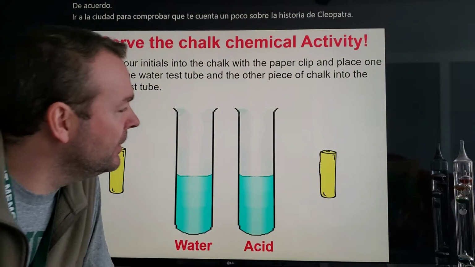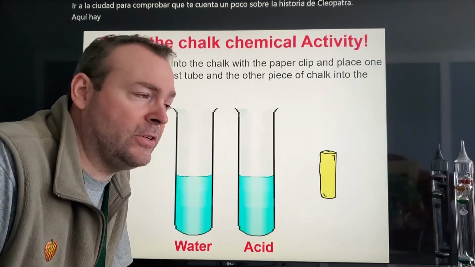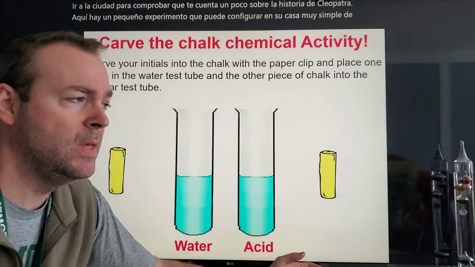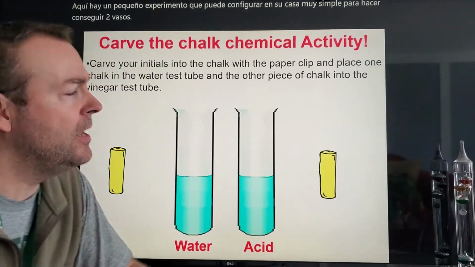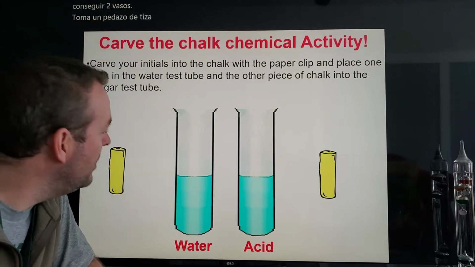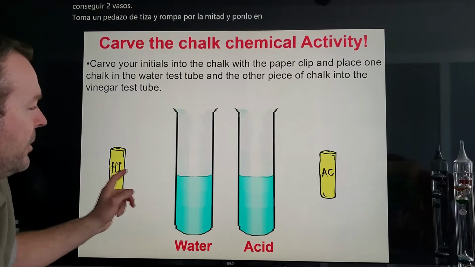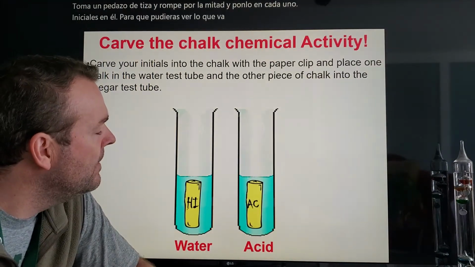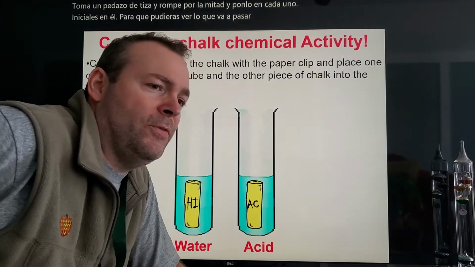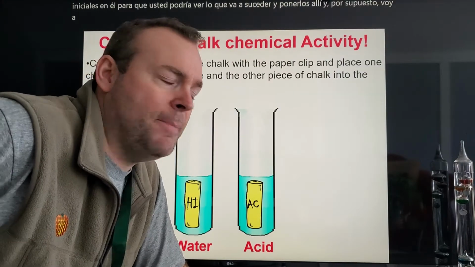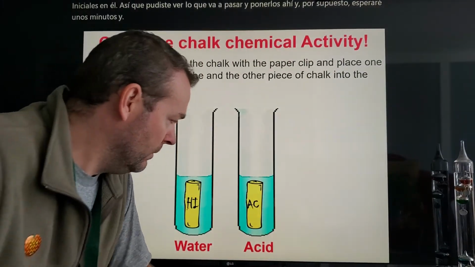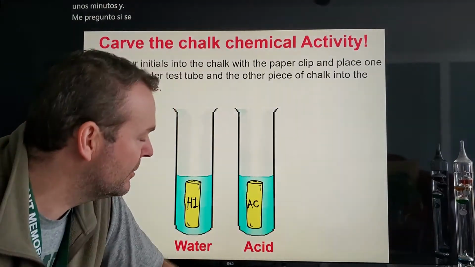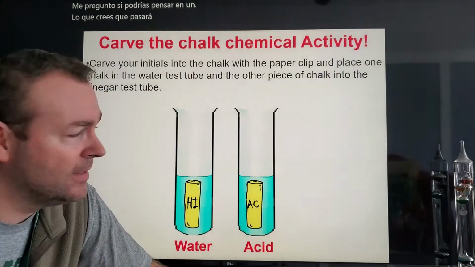Okay, here's a little experiment if you could set it up at your house. Very simple to do. Get two glasses, one with water, put vinegar in the other one, and then just take a piece of chalk and break it in half and put it in each one. Carve your initials on it. This way you could see what's going to happen. And of course, wait a few minutes and a little something will happen. Wonder if you could think of an inference. What do you think will happen at this point? We'll come back to that at the end of the lesson.